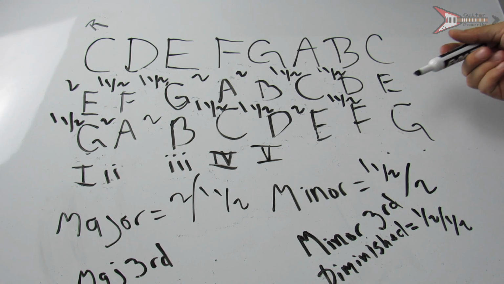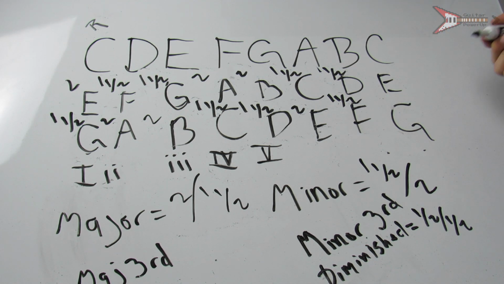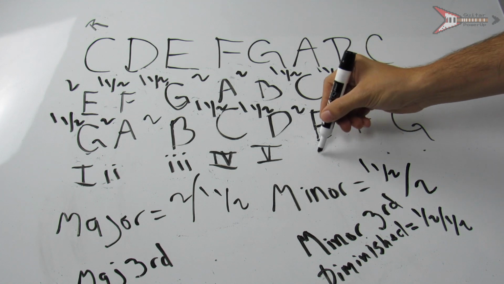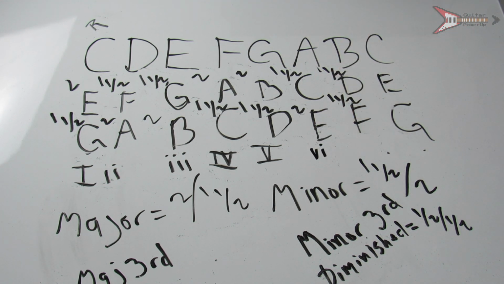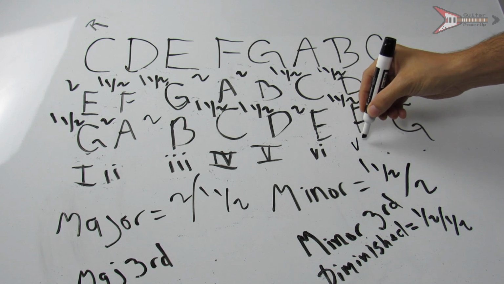Now the 6 chord, 1.5 over 2. This is a minor chord. So we'll use a lowercase Roman numeral to show that it's minor. Now for the 7 chord, this is 1.5 over 1.5, making it diminished. So we'll use a lowercase Roman numeral with a little circle to show that it's diminished, like this.